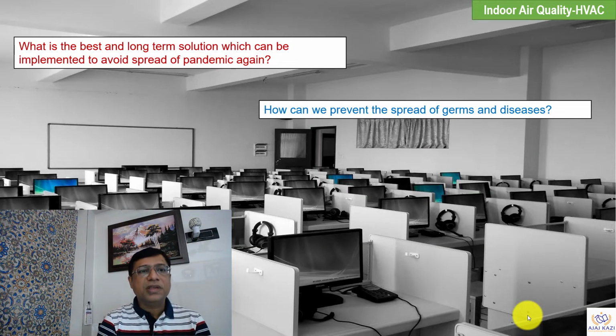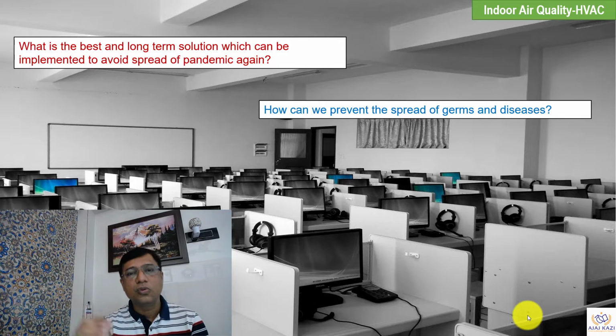So what are the best long-term solutions which can be implemented to avoid the spread of such pandemics again? You can see lockdowns. There are no people inside this office, and that has become a problem. So once people come back, what should be the long-term solution which will make sure that people who are sitting in this office will not have to go through the lockdown or pandemic again? How can we prevent the spread of germs and diseases? And that is very important nowadays.